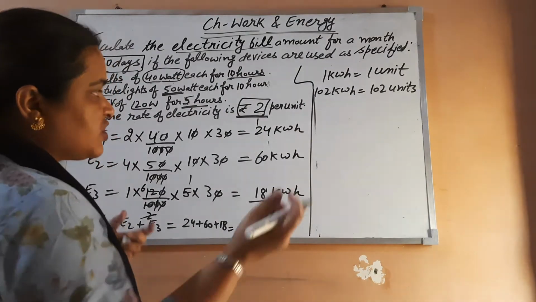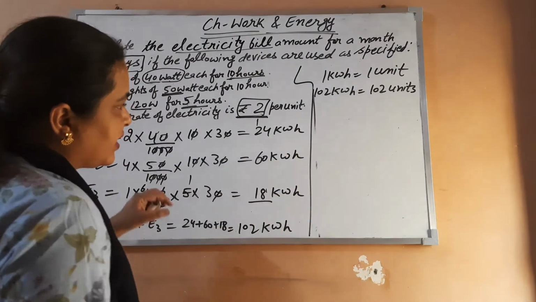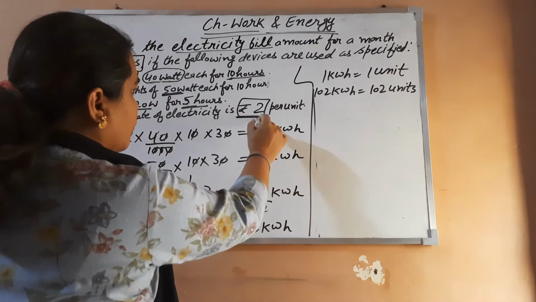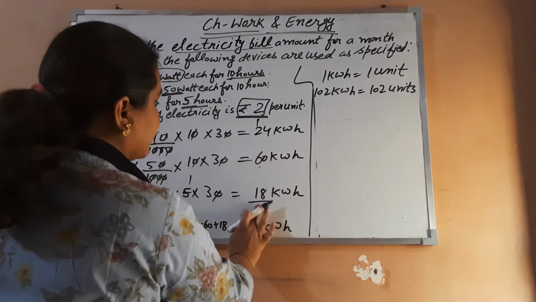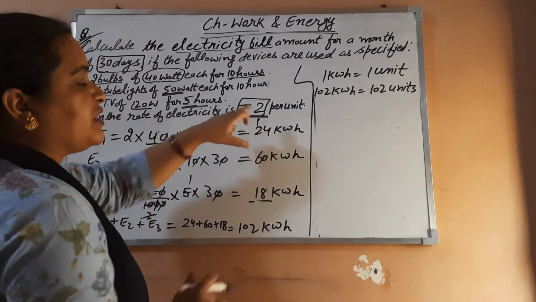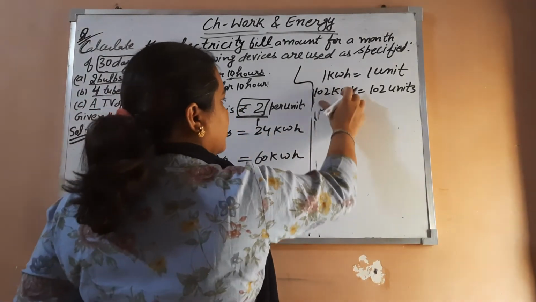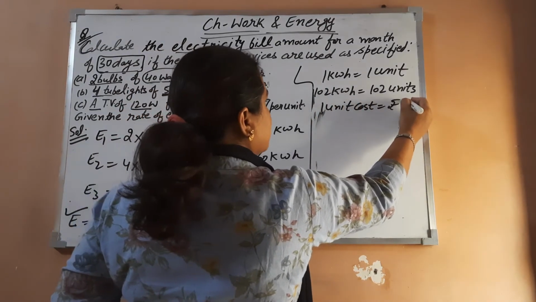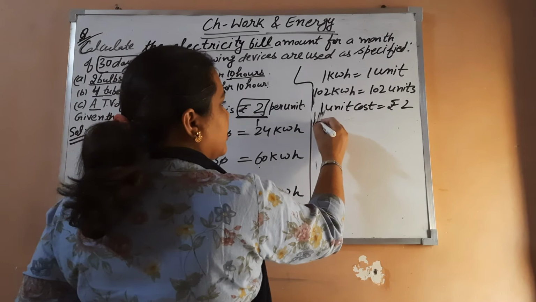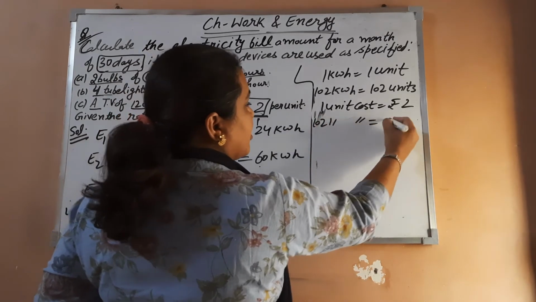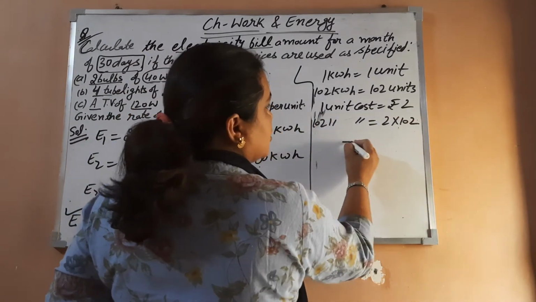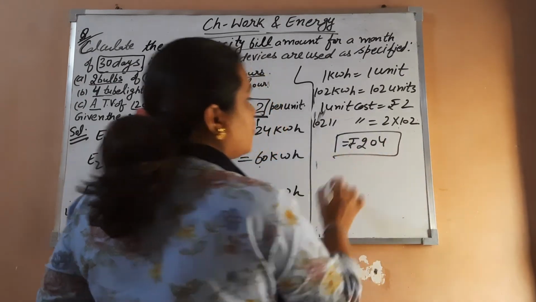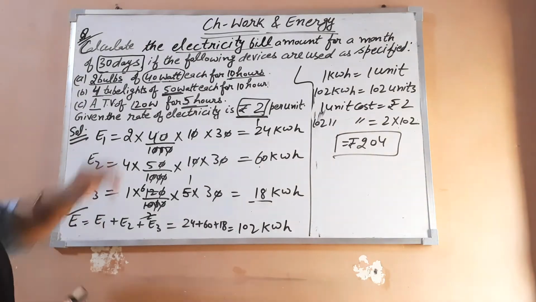Is this clear? You can check the addition and multiplication, and if any correction is needed, you can do it by yourself also. I am doing 2 and 1, 6, 7, 8, 9, 10. It is correct. Now 1 unit cost is rupees 2. We want to calculate the cost of 102 units. So what will you do? 2 into 102. Multiply it, 204. So we get rupees 204 as the electricity bill with these values.